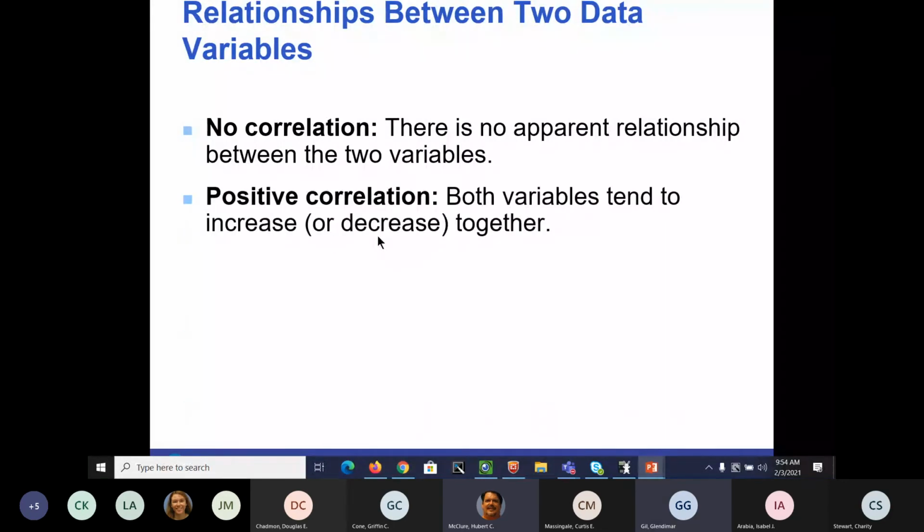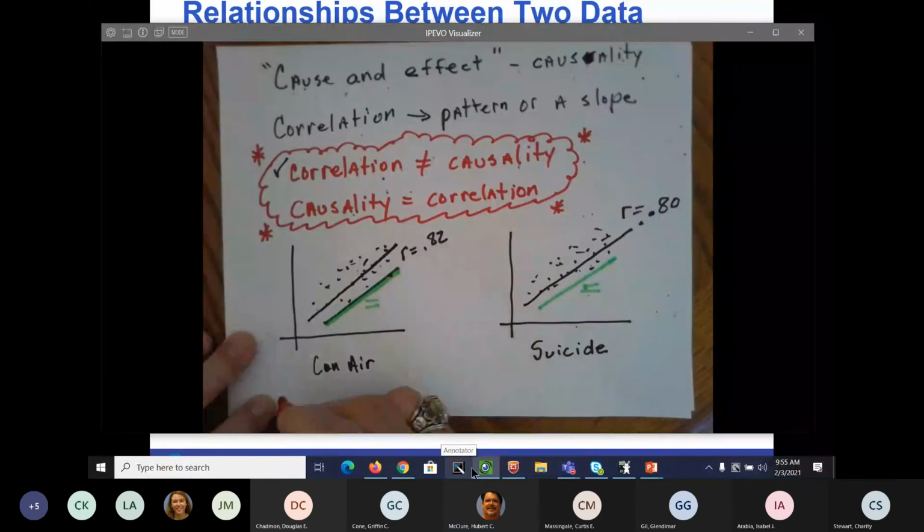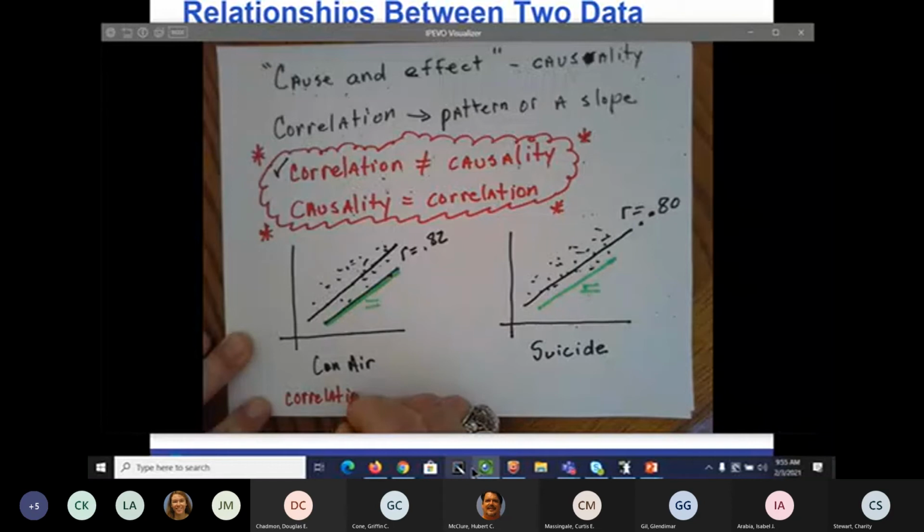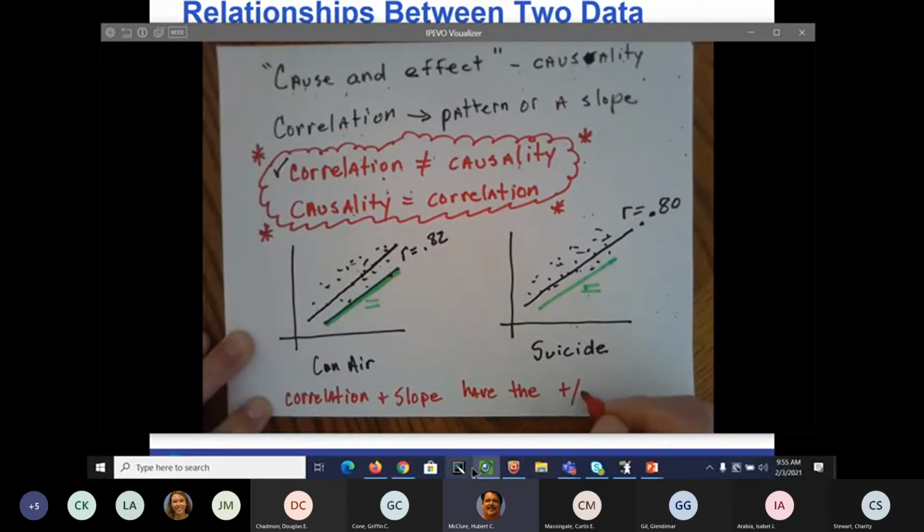Positive correlation, positive slope. Write down positive slope. Correlation and slope have a relationship. Now let me go ahead and write this down for you. And this is another red thing, so you need to highlight this. Correlation and slope have the positive, negative, no relationship.